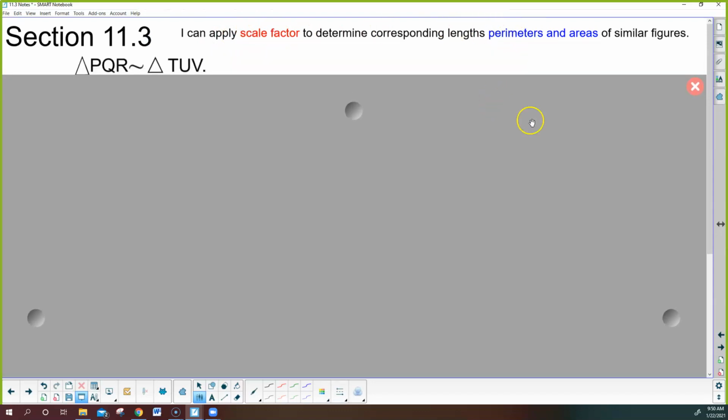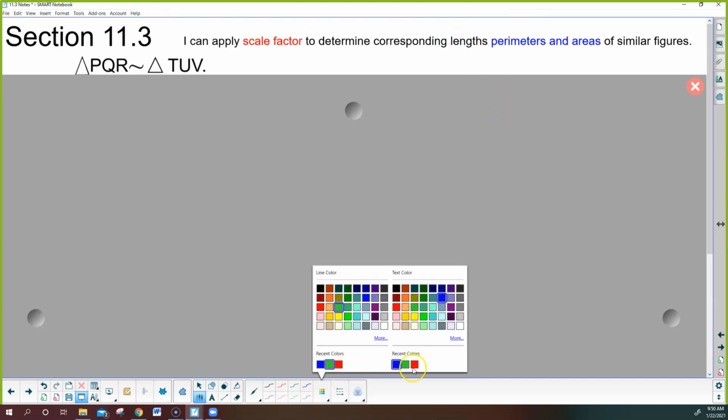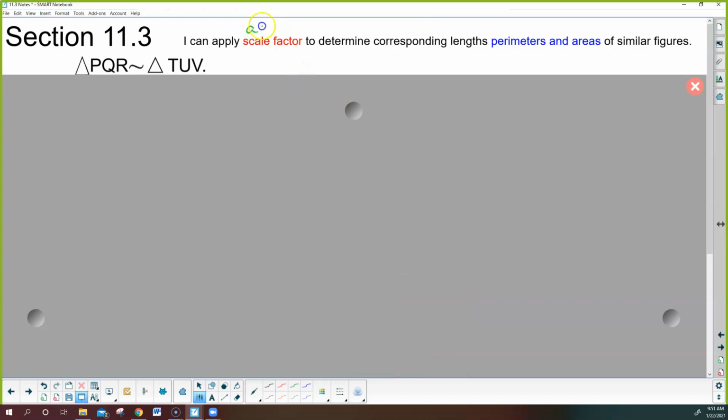And the first thing I'll just kind of quickly mention here, when we learned scale factor way back in chapter 6, we called the scale factor A to B. That was how one side compared to another. We're going to review that here quickly.